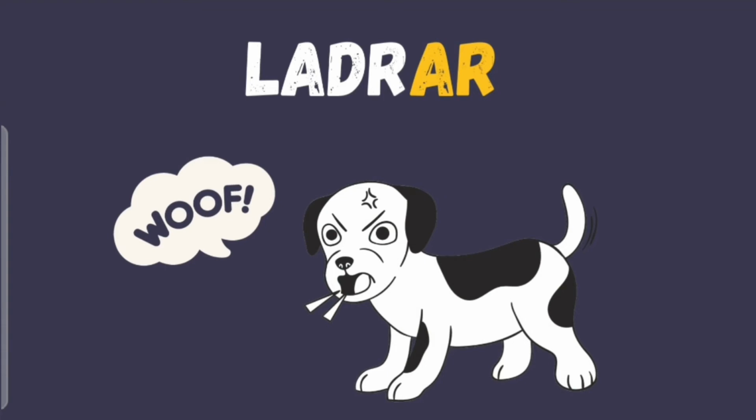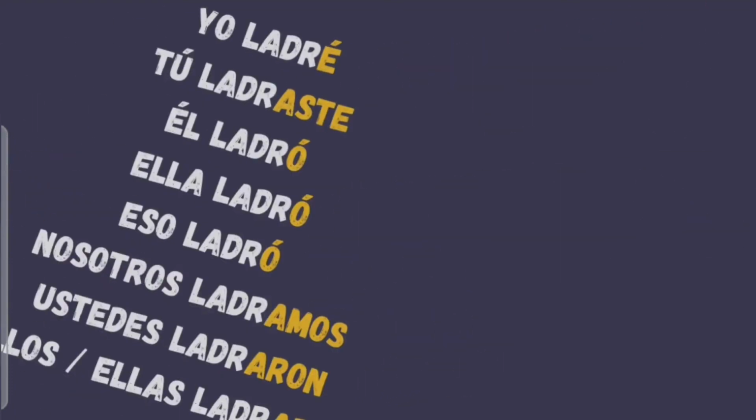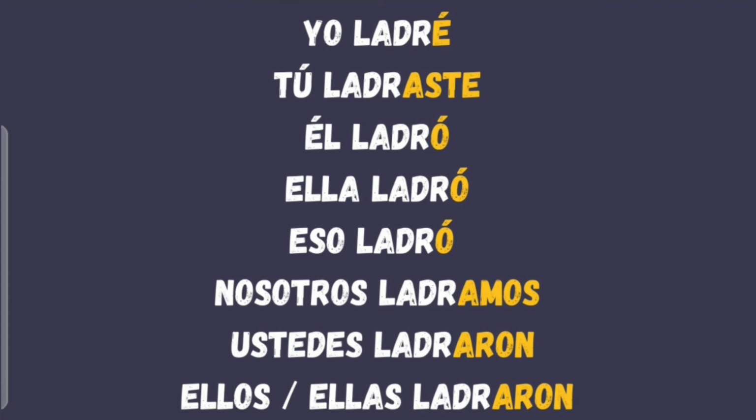And now we have this verb to bark. Bark, ladrar. And you have to conjugate this verb in the indefinite past in this way. Yo ladré. Tú ladraste. Él ladró. Ella ladró. Eso ladró. Nosotros ladramos. Ustedes ladraron. Ellos or ellas ladraron.